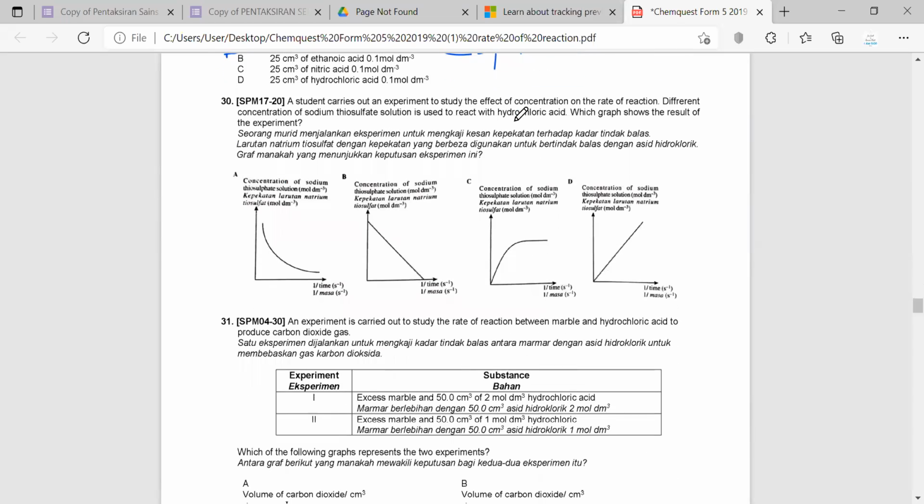Number 30, see all of you all are doing really well. Okay, number 30, maybe you will know, maybe you wouldn't know. Actually, when you see the word 1/time, 1/time means rate of reaction. Okay, rate of reaction. So you need to talk to yourself. When my concentration increases, what is happening to my rate of reaction?